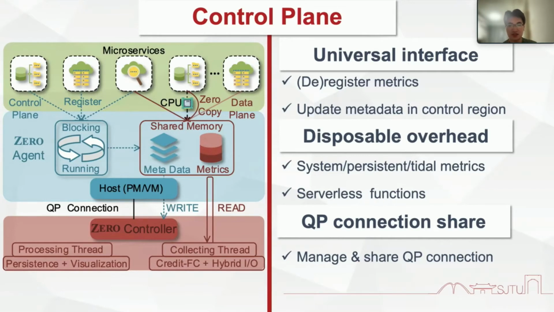Specifically, once the metadata is updated, Zero uses RDMA write to update the metadata of their metrics. As a result, the remote controller can read raw metrics with only one RTT, with an RDMA read. The control plane also manages and shares QP connections for all metrics at the same host to achieve the largest scalability in the reliable connection, or RC, mode.